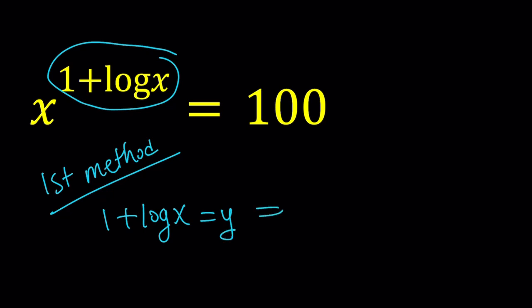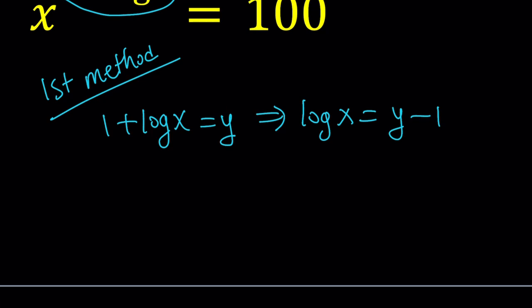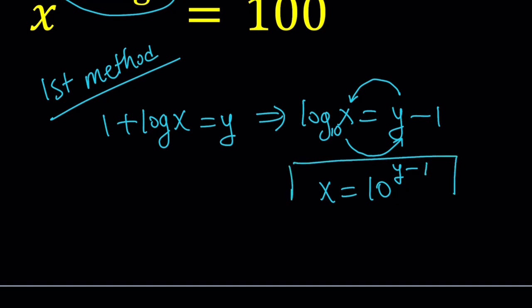And from here, log x becomes y minus 1, right? Okay, so I'm going to find x from here. By using the definition of logs, because this is base 10, I can safely say that 10 to the power y minus 1 equals x, or you can do 10 to the power both sides, same thing. So from here I get x equals 10 to the power y minus 1. Awesome. So that is my expression for x, and this is my expression for 1 plus log x.